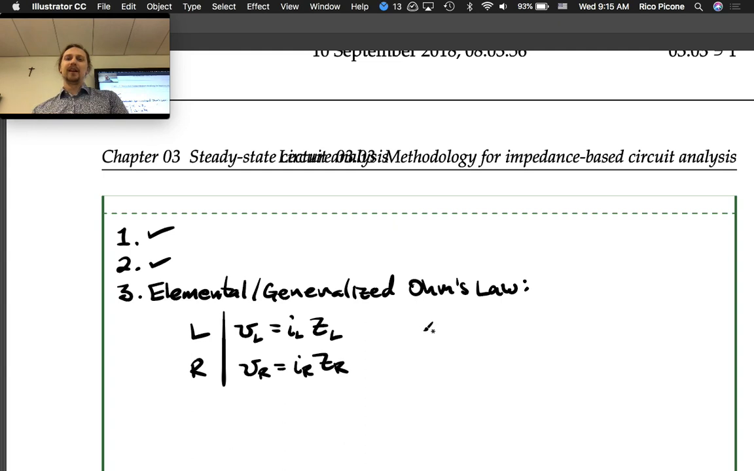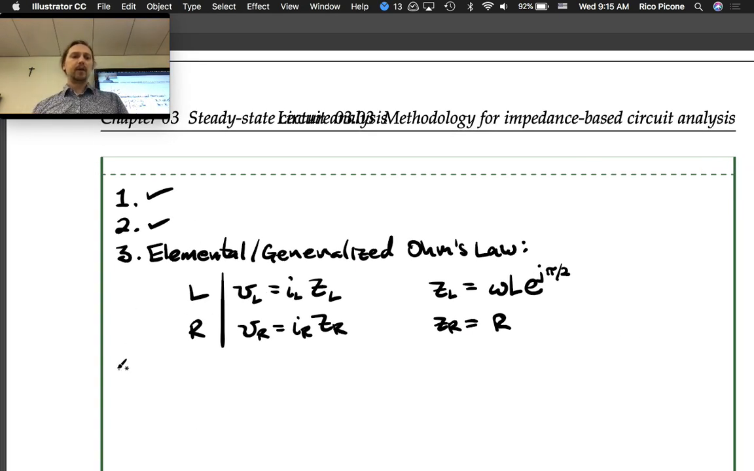Okay, so ZL is equal to, do you guys remember what it is? So we could either form it, we don't have to decide right now. Polar form: omega L, and then it's a 90-degree phase, so pi over 2. Good. And for R, do you remember what the impedance is for the resistor? Just R. Great. Step 3 is done.